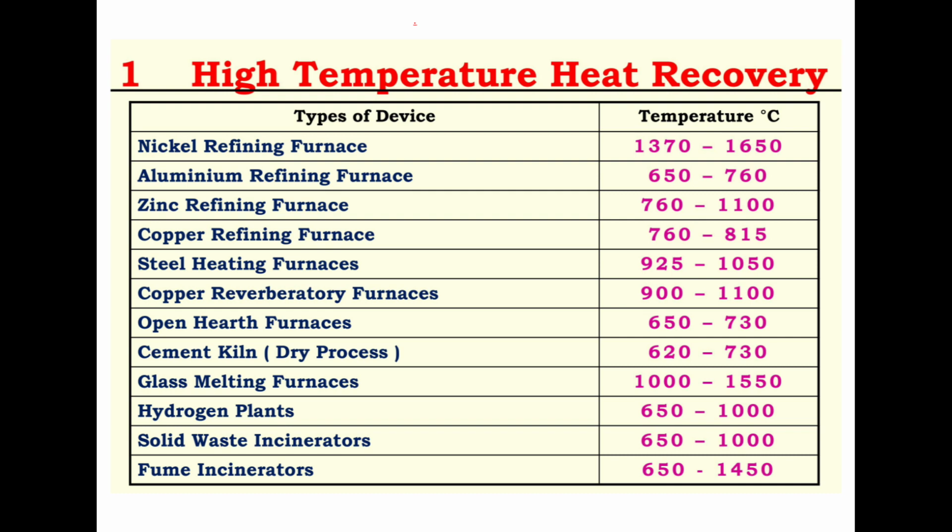The nickel refining furnace is able to recover heat at 1370 to 1650 degrees Celsius. Aluminum refining furnace, 650 to 760 degrees Celsius. Zinc refining furnace 760 to 1100, copper refining furnace 760 to 815 degrees Celsius, steel heating furnace 925 to 1050, copper recuperatory furnace 900 to 1100. Glass melting furnace also recovers heat at 1000 to 1550, and fume incinerator also recovers heat at 650 to 1450 at high temperature.